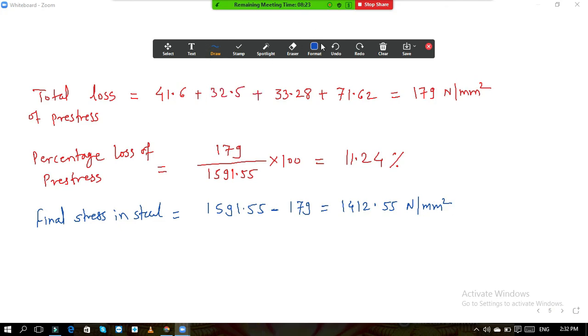So now further, if they have asked you what is the final stress in concrete, then how you will calculate the final stress in concrete?